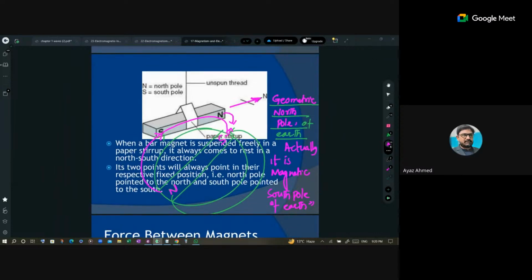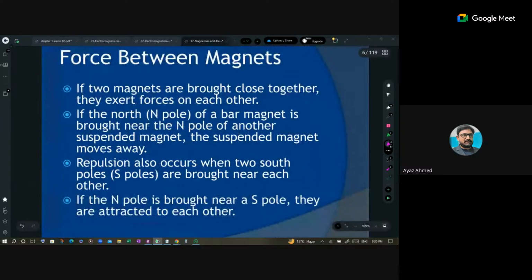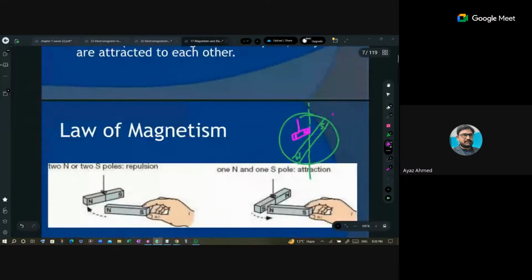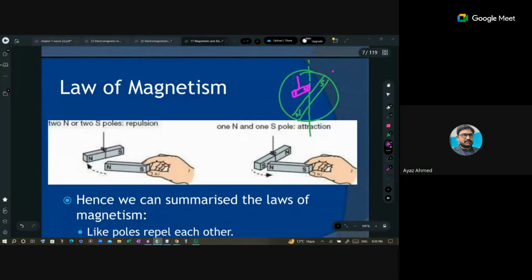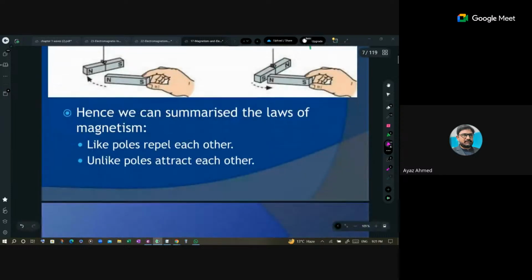Here I have explained the force between magnets. If two magnets are brought closer, north and north repel, and north and south attract, like poles and unlike poles. So this is the law of magnetism that I have explained. If I bring north to north, they would repel, and if I bring north to south, they would attract. Hence the like poles and unlike poles concept is there.